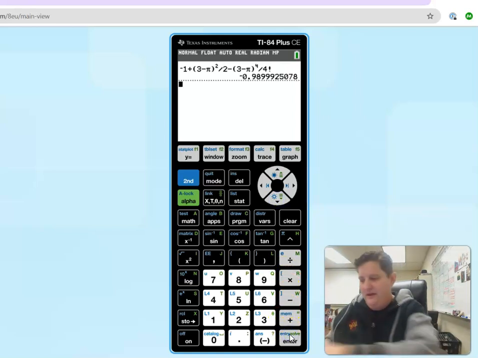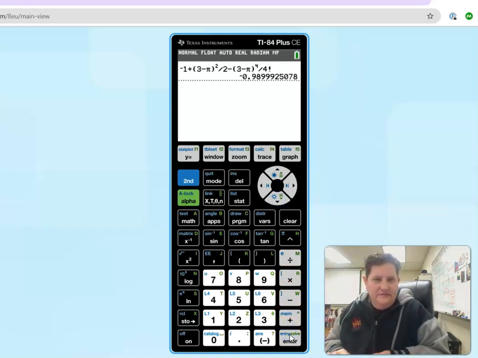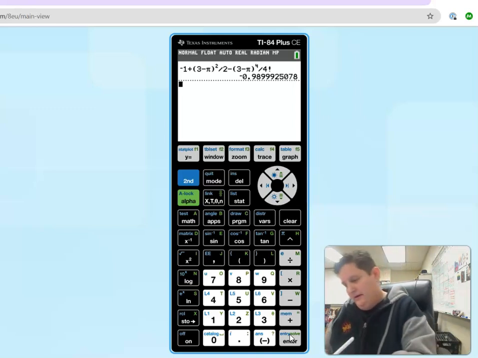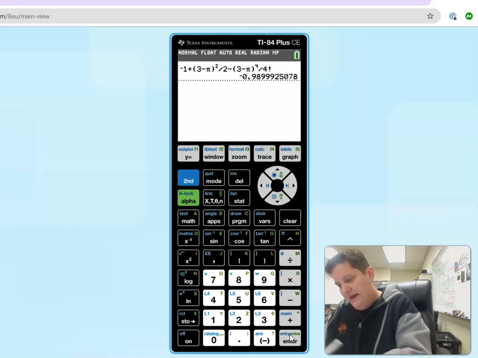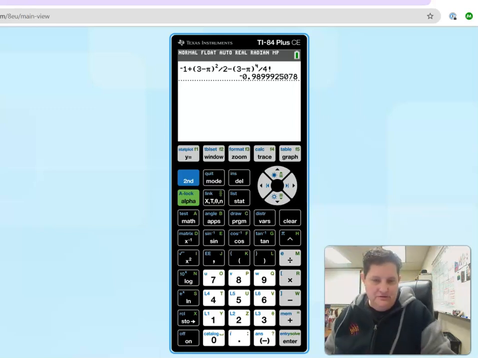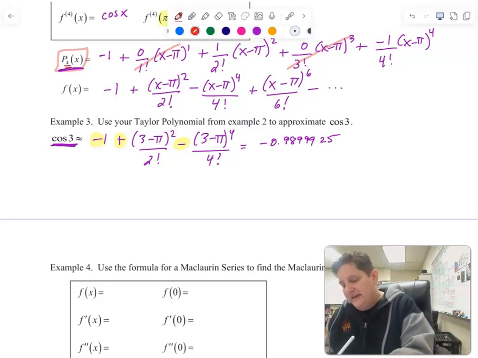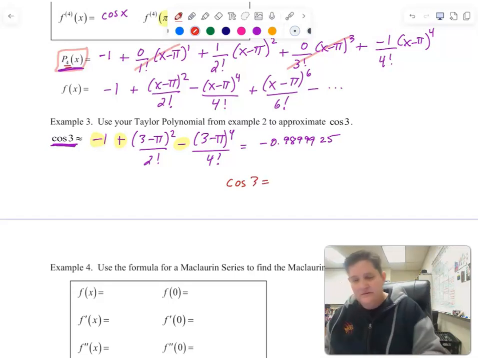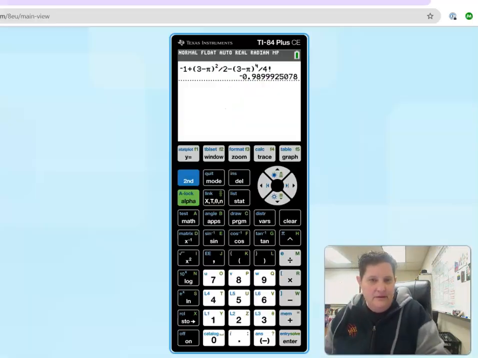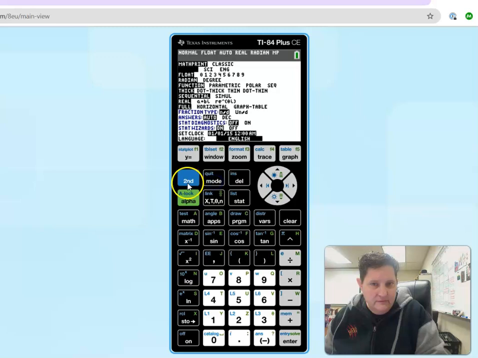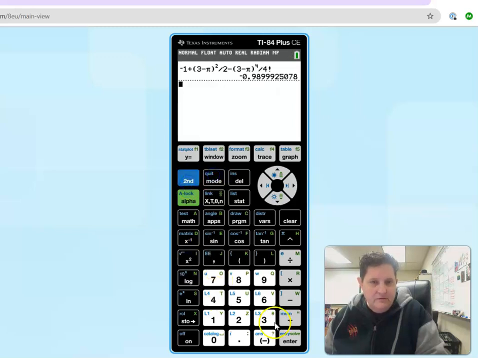Okay? And here's what I get. Negative 0.98999, so let me say that is equal to negative 0.9899925. I'm just going to put a bunch of zeros, okay? You guys can see that. Now, what's interesting is, let's see actually what cosine of 3 is. Now, I need to be in radians, which I am. Okay, good. Cosine of 3.